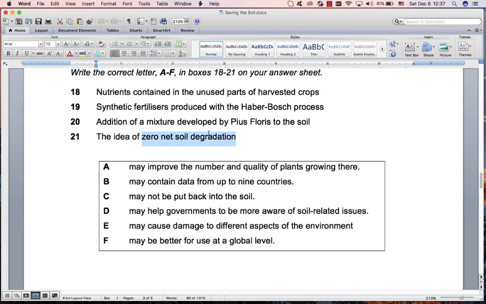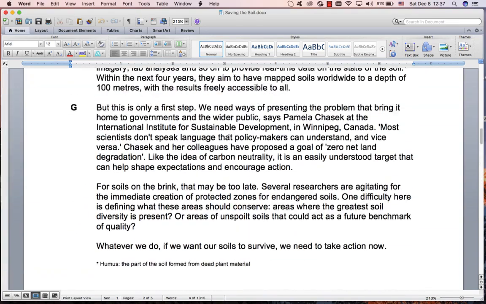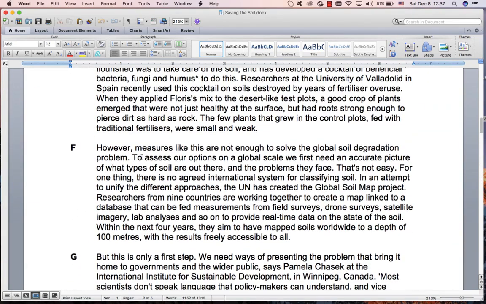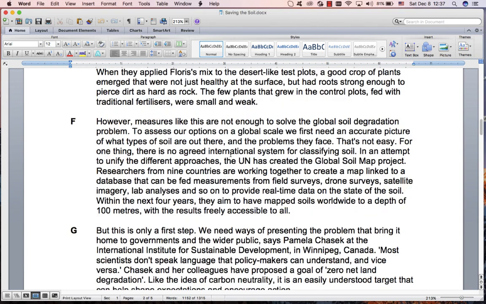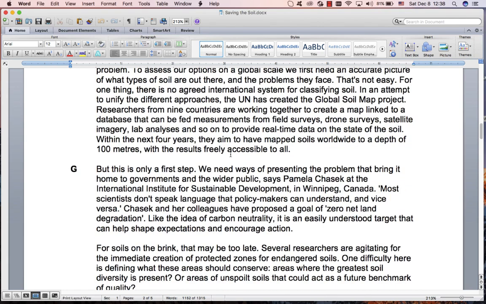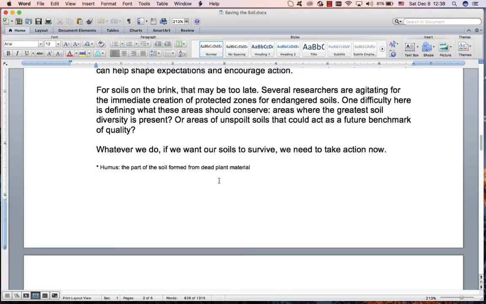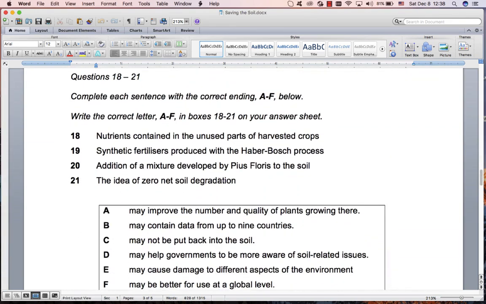You'd want to scan for zero net soil degradation. Okay, let's scan for it now, so we know where everything is. Probably going to be in this paragraph or further. And you need to scan a little bit further and then you see that it's over there. So they're pretty spread out, but at least we know where they are.